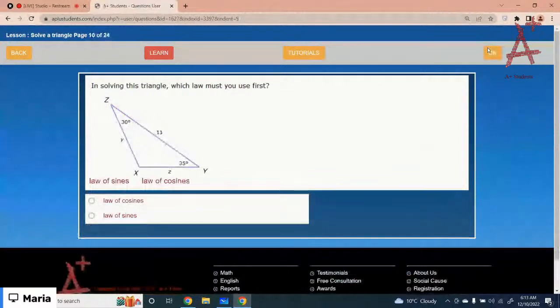Okay, in solving this triangle, which law must you use first? You are given two of the angles and just one of the sides. You have to use the law of sine. Got it?